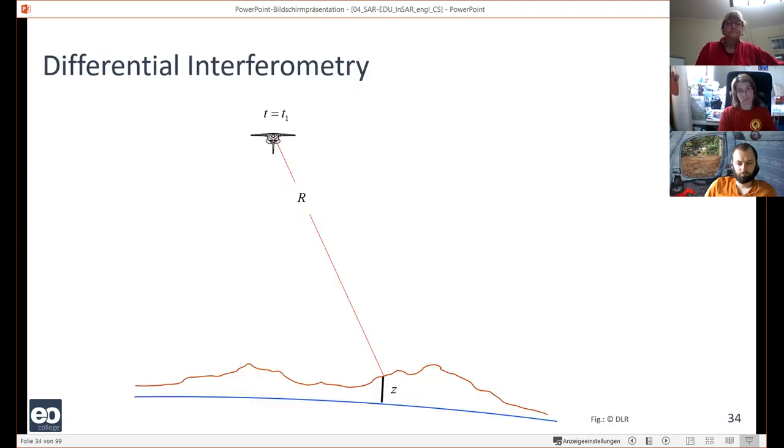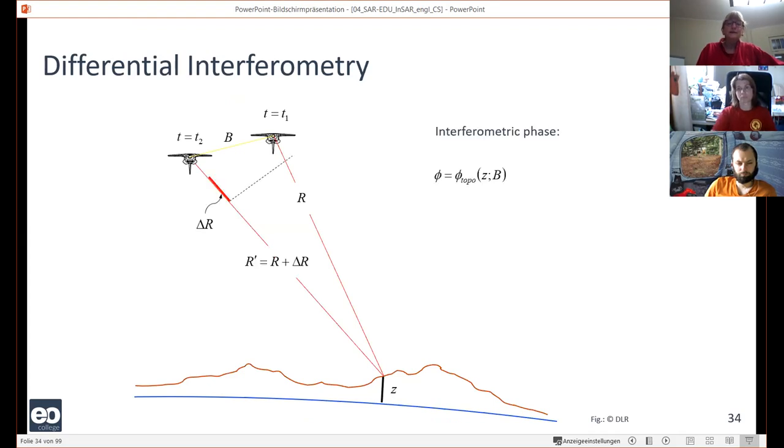Just looking for another feature that's not visible. Okay. So same thing. Now, differential interferometry is based on something else. It's focusing on how stable the scatterer on the ground is, and the interest in differential interferometry is specifically on whether the surface has moved.